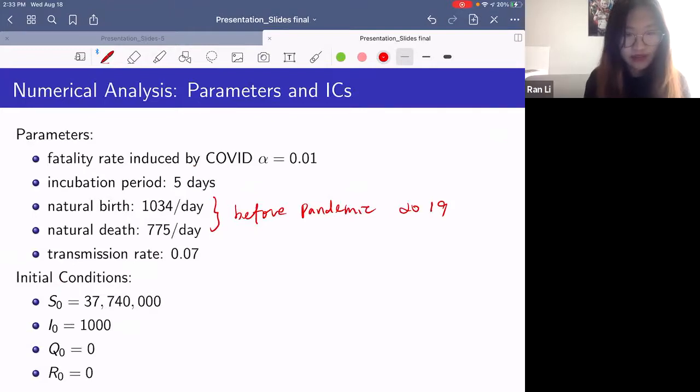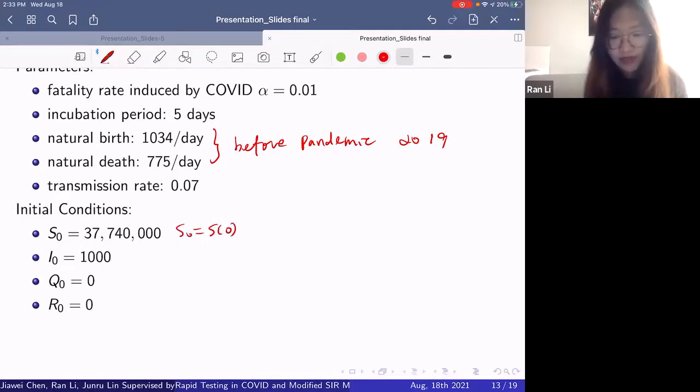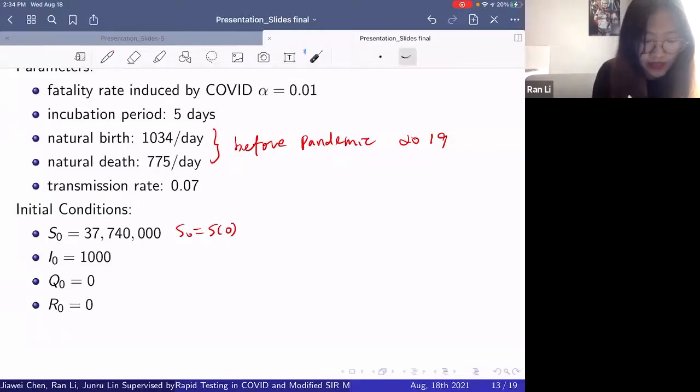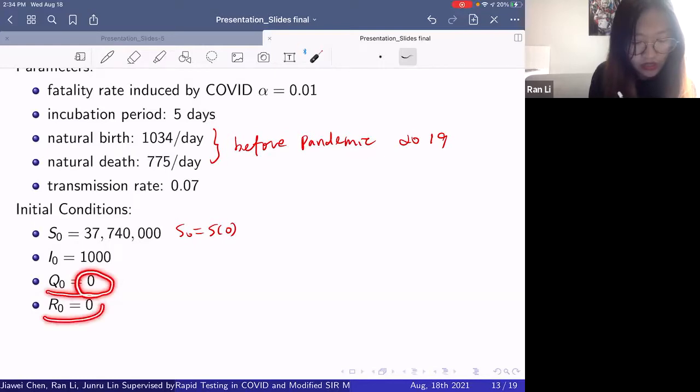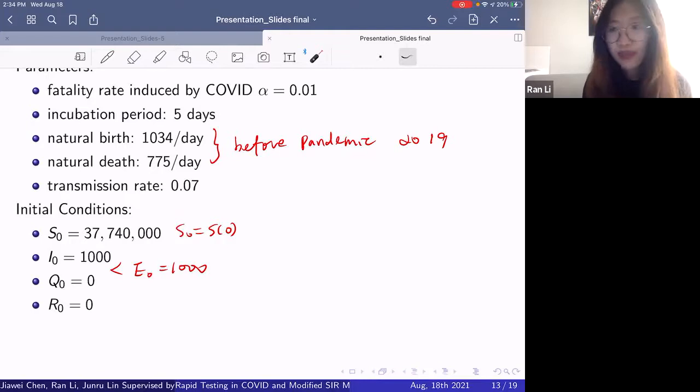Okay, so now let's go back to our initial conditions. S0 is just S evaluated at time equals zero. So it is the initial susceptible population. And I0 is the initial infected people. We set the initial infected people as 1,000, initial quarantine is zero, and initial R at zero. Oh, I think I forgot to write down that initial E is 1,000 as well. Sorry for that. Okay, so actually the sum of these three sections is the estimated total population of Canada. And then we're going to use these parameters and initial conditions to do numerical analysis.